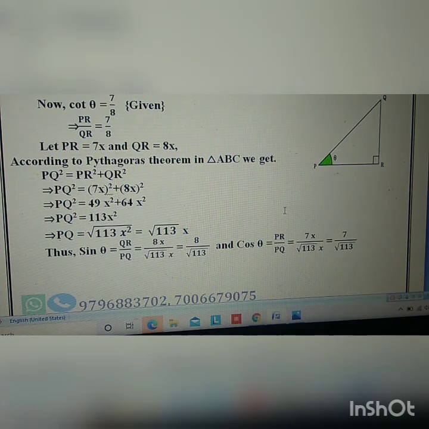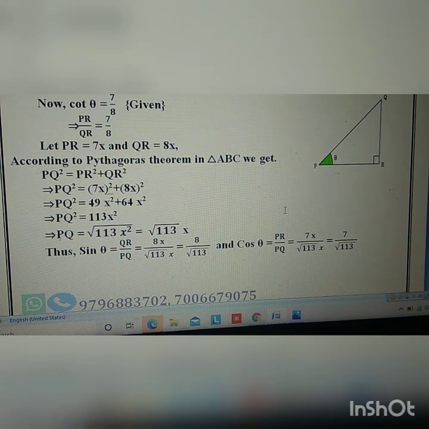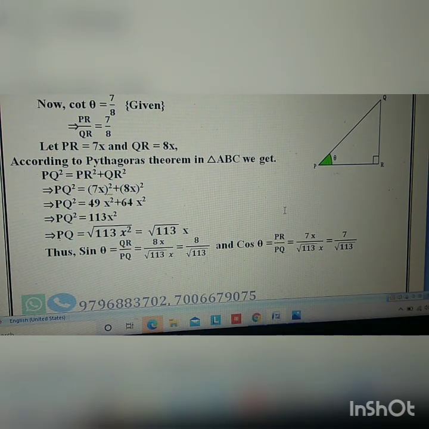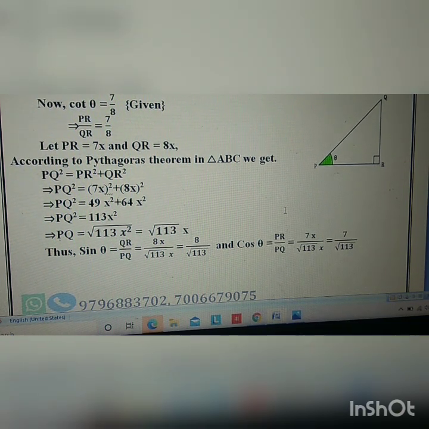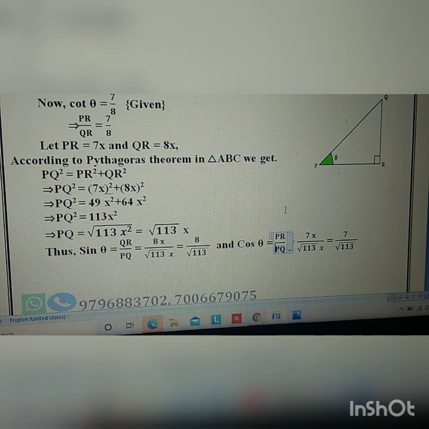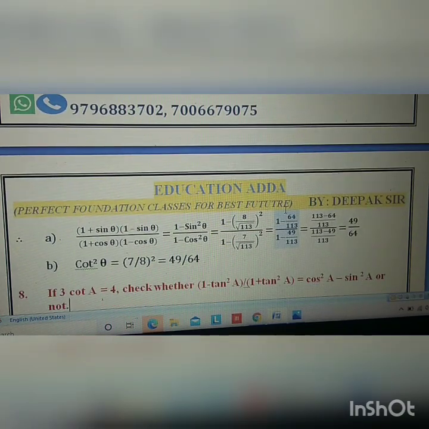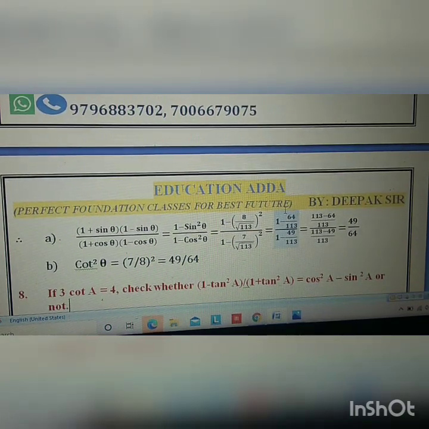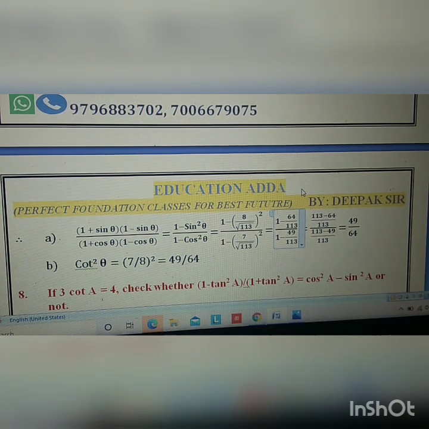In the same way, cos theta is base upon hypotenuse. So for cos theta, the base is PR and the hypotenuse is PQ, so it is 7 upon under root 113. Now let us go for finding the value of (1 plus sin theta) into (1 minus sin theta). (a plus b) into (a minus b) gives us a square minus b square, that is 1 minus sin square theta.